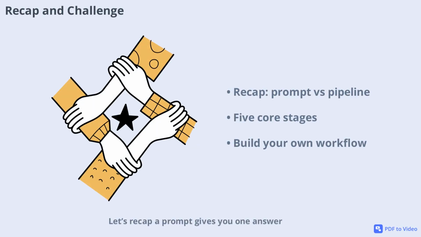Let's recap. A prompt gives you one answer, but a pipeline gives you a system. Single prompts are useful for simple tasks, but expert-level work needs stages. The 5 core stages: input, analysis, generation, evaluation, packaging make your results clearer, deeper, and more reliable. Stop hoping for good output, build a process that makes it likely.